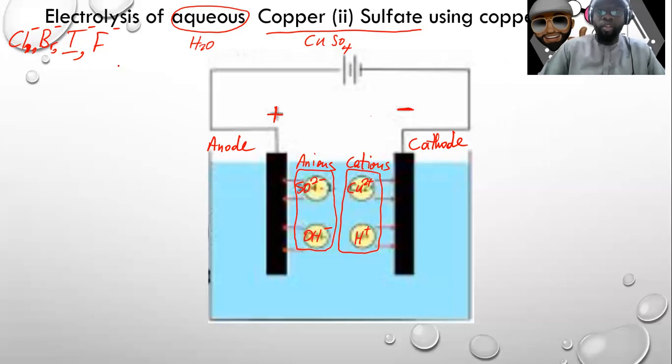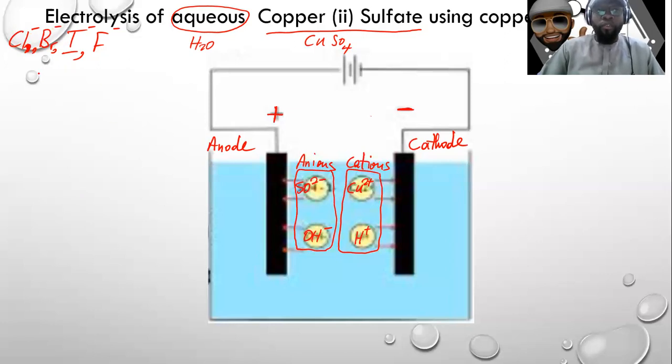So for example, let's look at some other scenarios just to cover all the bases. If you've got a diluted solution of a halide ion, what would be the product at the anode? Take a minute and think about that. When you're ready, continue the video.